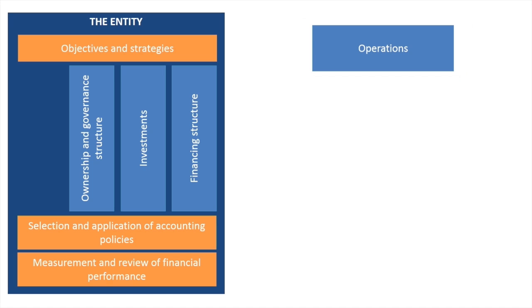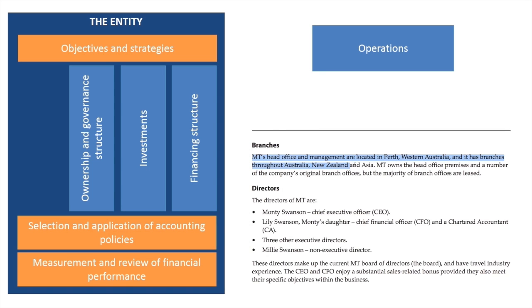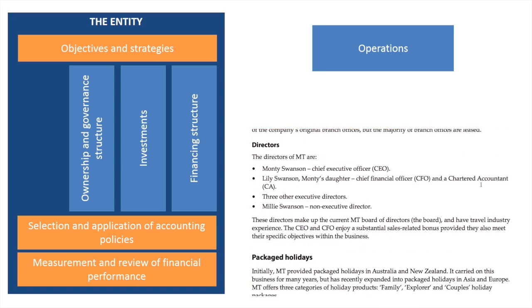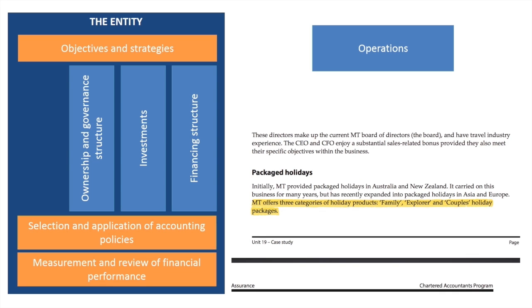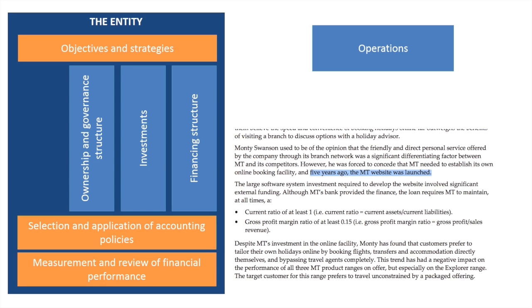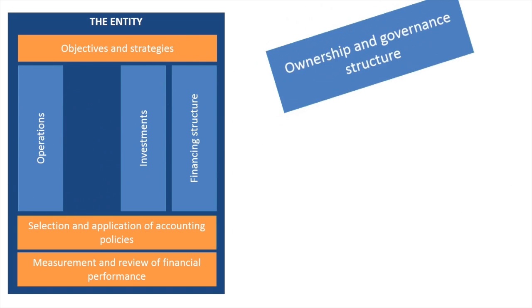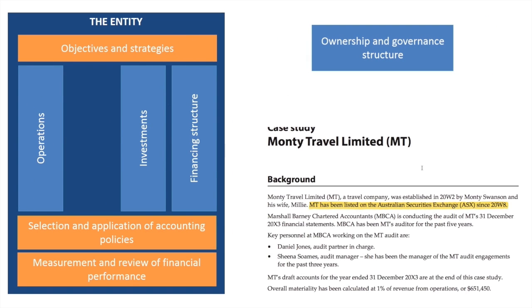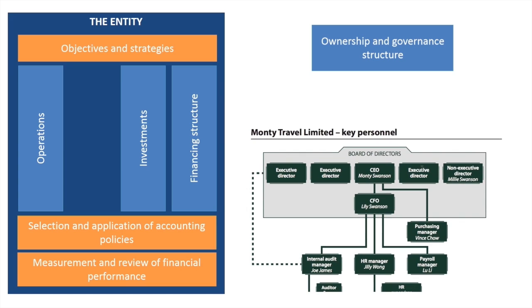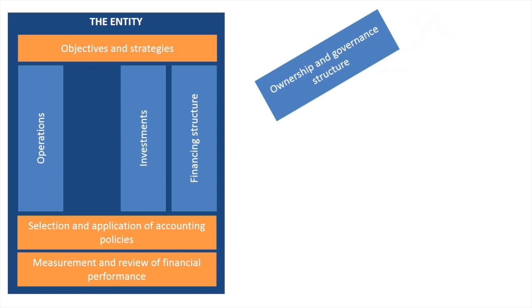You should have picked up that Monty Travel has a network of branches in Australia, New Zealand, and Asia, supported by head office in Perth. It has 3 product lines: family, explore, and couples packages, and its online booking facility is relatively new, was expensive to build, and has not been as successful as hoped. Structure-wise, we're told that Monty Travel is a listed company, and we've got an organization chart showing its governance structure. Despite this, Monty Travel is still very much a family-run business. The founder, his wife, and his daughter all hold important positions.